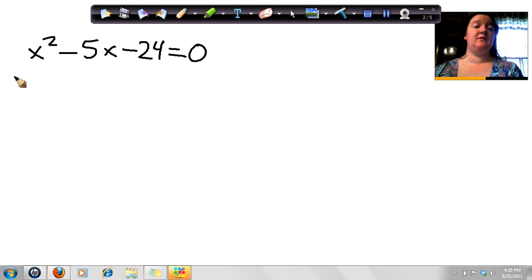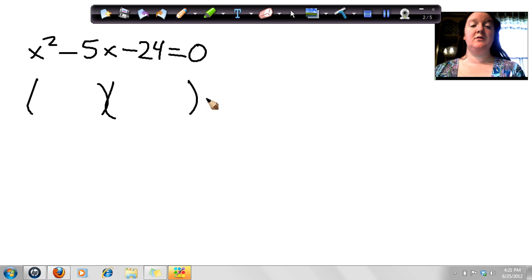Here we have x squared minus 5x minus 24 equals 0. We have to think about what multiplies together to give me a negative 24, but adds together to give me a negative 5. And here you're going to have to play around a little bit. Now we know the thing in the front has to be an x, because x times x will give us x squared.